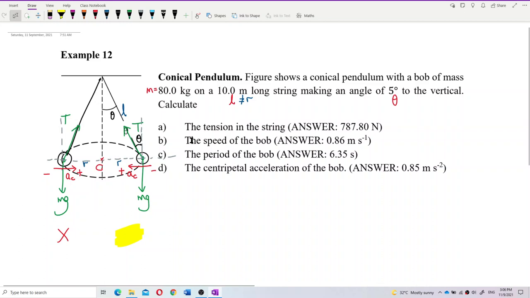But now, let's do one by one. Let's find the tension first. I think the first step is you need to find the radius, because we need the radius to calculate the centripetal acceleration, isn't it? Let's find out the AC. I think the AC is the most important first. AC is V squared over R, or R omega squared, or V omega.